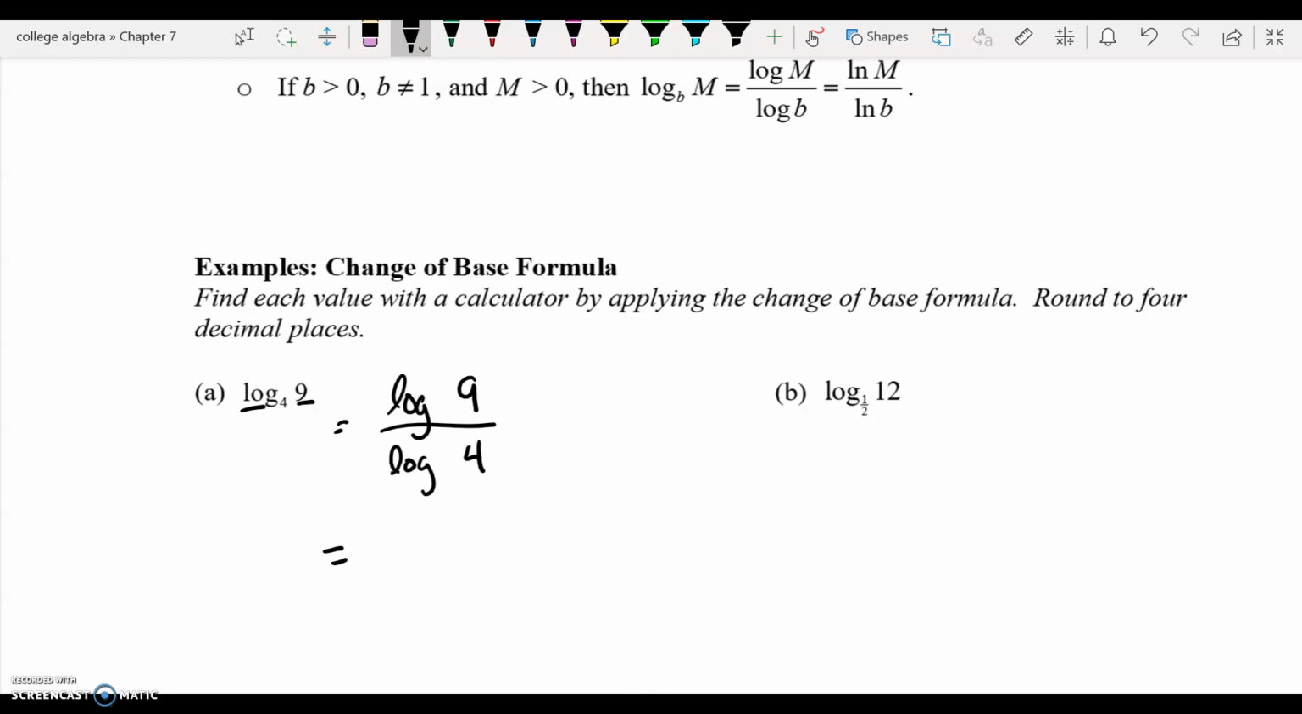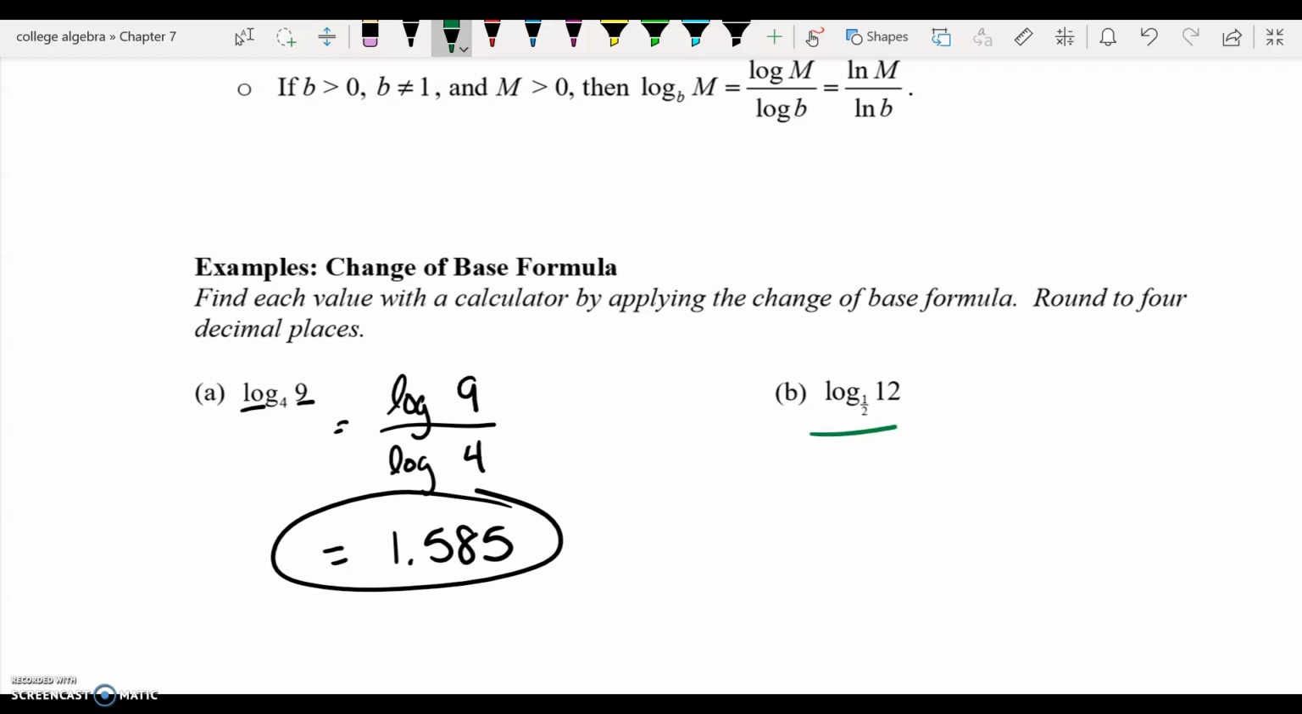It ends up rounding. We're going to round it to 4 decimal places. This one gives you 1.585. And it will ask you that on Hawks as well. So go ahead and try this one, rewrite it, and then solve the problem.